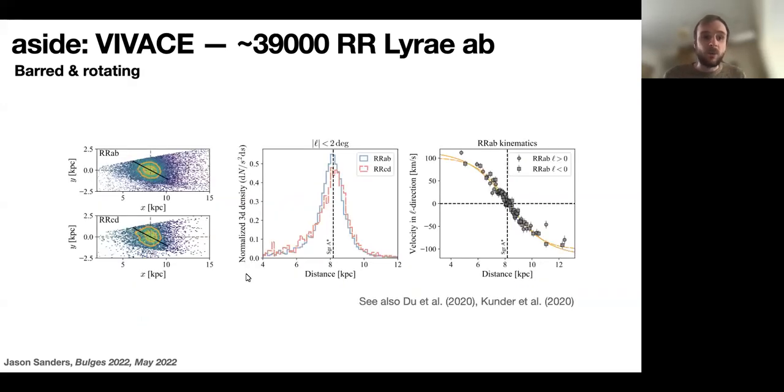And so very quickly and simply, we just looked at the distribution of RR Lyrae here as a top-down view. And you can see that they clearly trace a barred structure centered on the galactic center, and they clearly seem to be rotating. And this aligns nicely with the conclusions from Hongjun Du's paper from a couple of years ago using the OGLE RR Lyrae dataset.